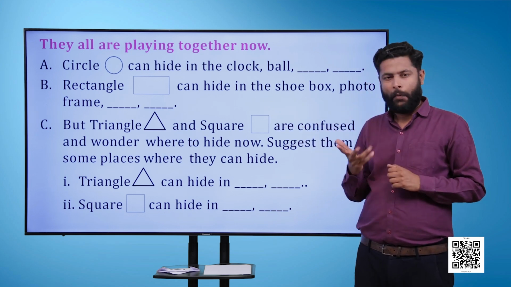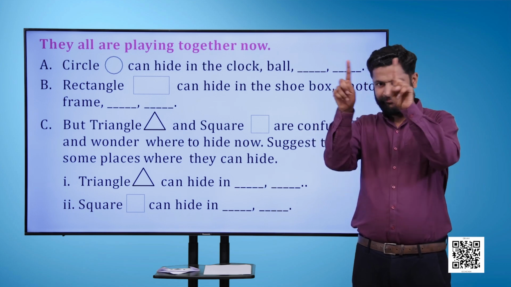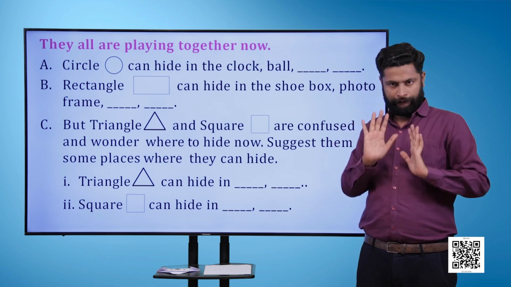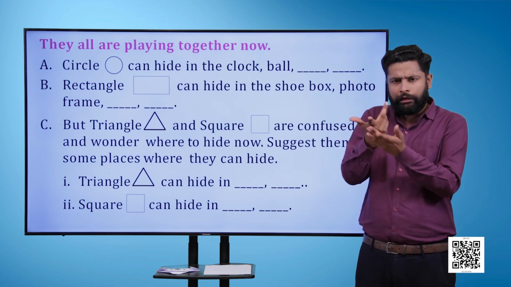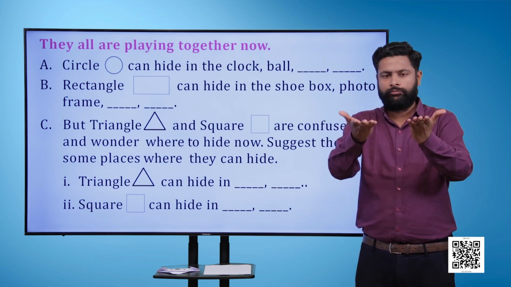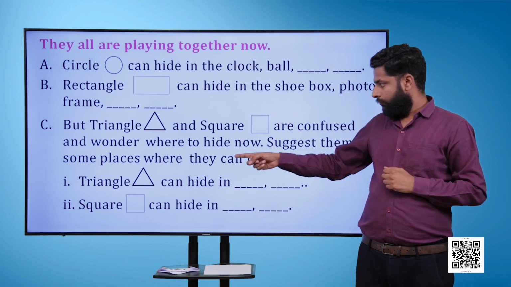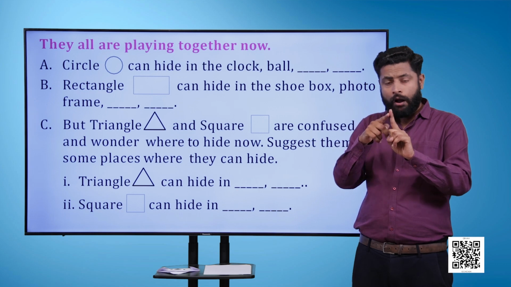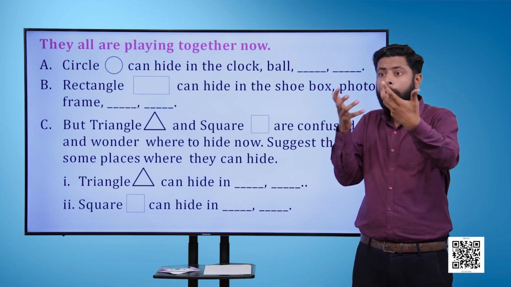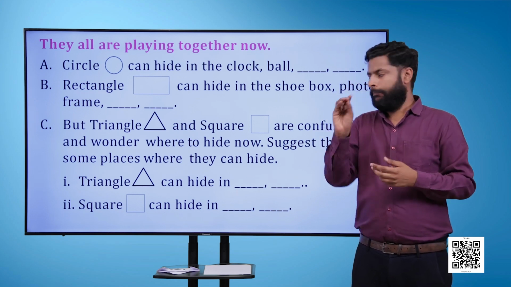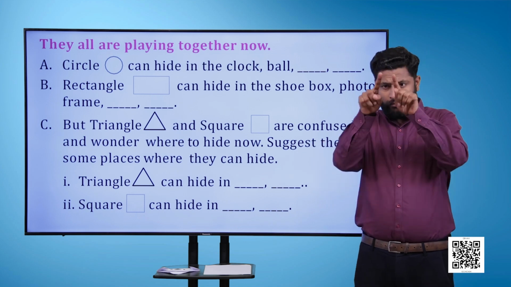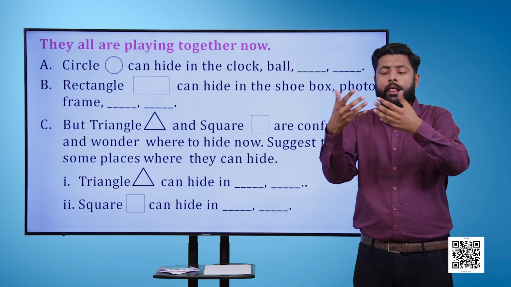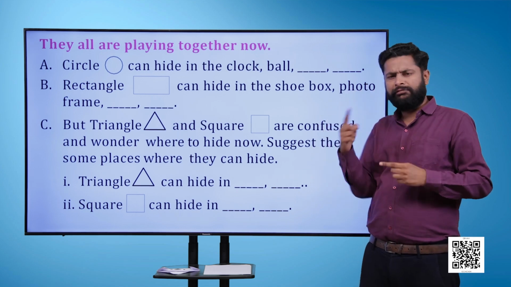C. But triangle and square are confused and wonder where to hide now. Suggest them some places where they can hide. One. Triangle can hide in blank, blank. 2. Square can hide in blank, blank.